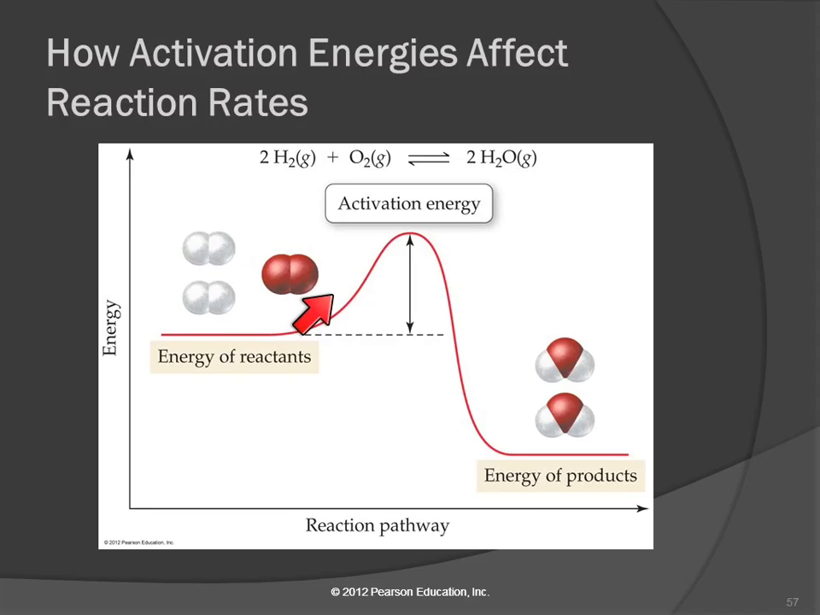It's a little bit like playing miniature golf, where you hit the ball and you didn't hit it hard enough to go over the hump. So you don't get to the other side. You have to hit it harder. And once it goes up and goes over the top, then it goes fast down the other side. Does that make sense? So the activation energy is this hump, this barrier that we have to overcome.